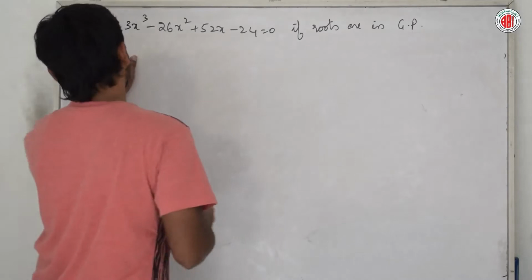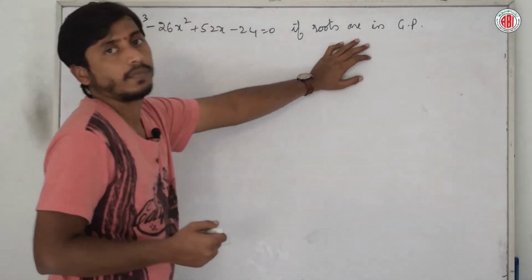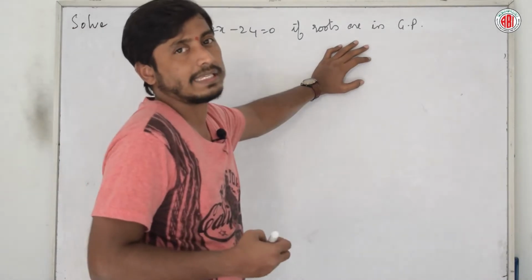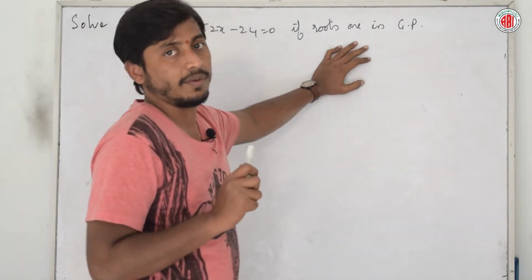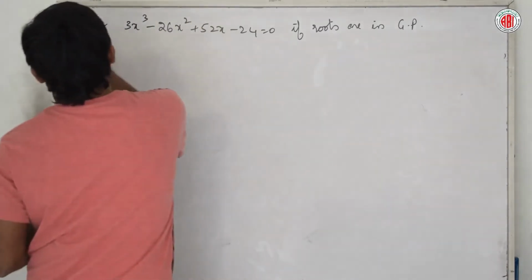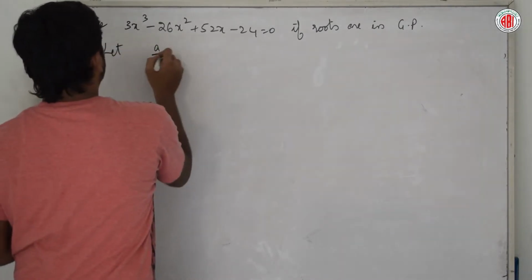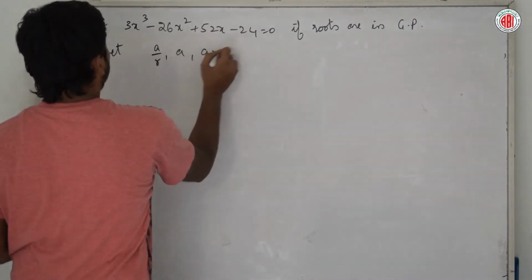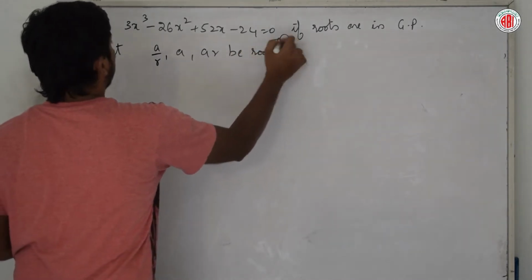Given, he is asking us to solve this equation if the roots are in GP. Okay, how do you solve this? First we will assume the roots which are in geometric progression. Okay, so how do we write? Now let us assume a by r, a and ar be roots of given equation 1.